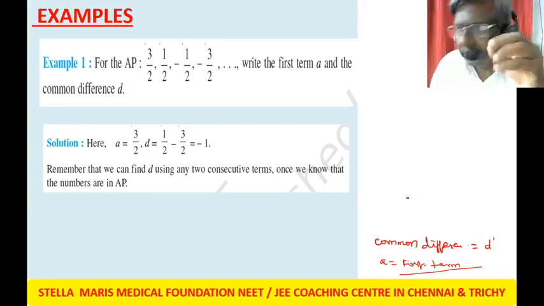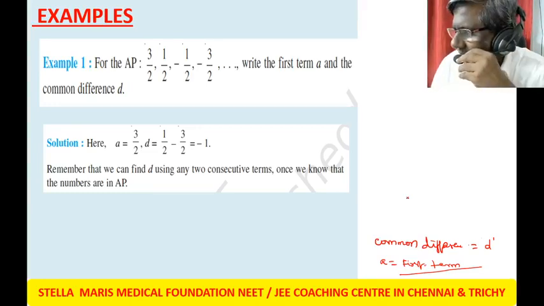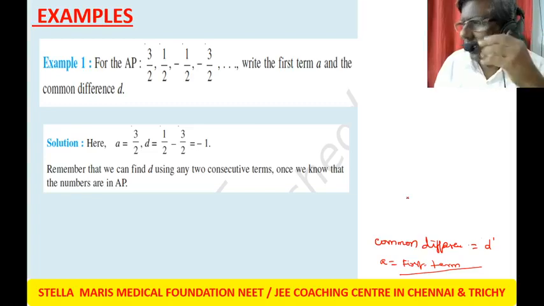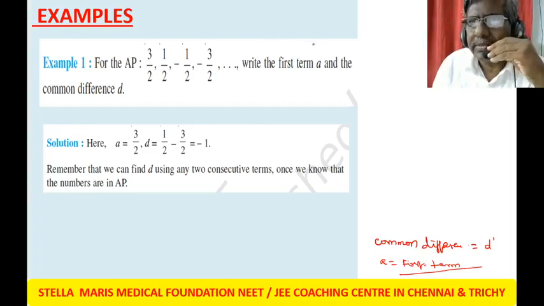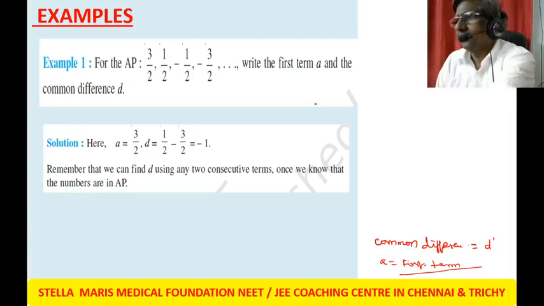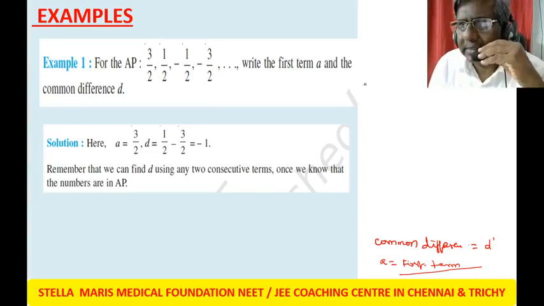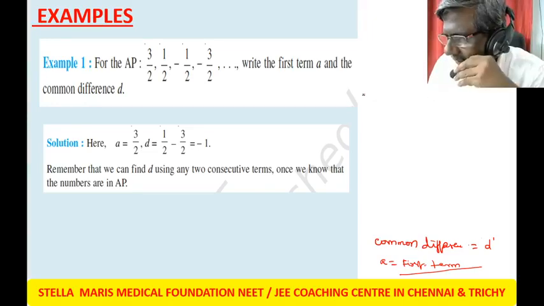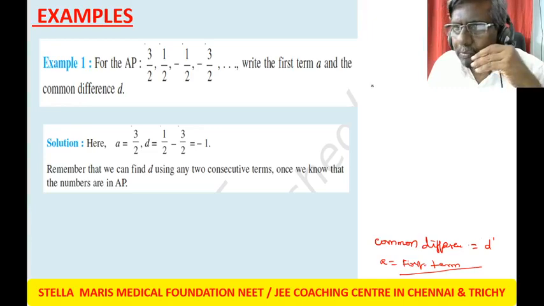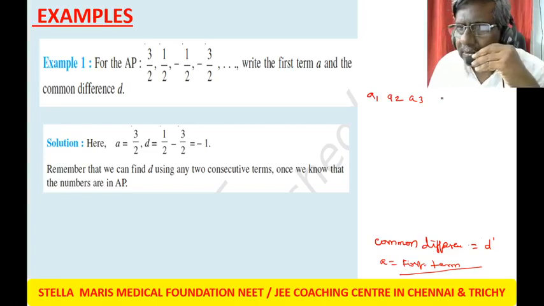Now we see how we are getting it. Suppose the AP is like this: A1, A2, A3, etc., up to An.